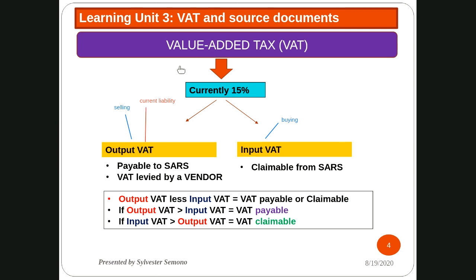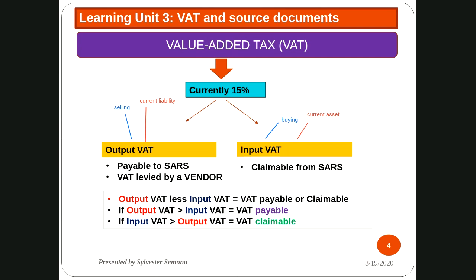Unlike the output, the input is claimable from SARS, meaning we will classify the input as a current asset. Okay, so I'm just trying to elaborate on this one. So the input will be a current asset. Why do we say it's a current asset? Because, as we said before, it is claimable, it is refundable. Okay, so claimable means it's refundable.